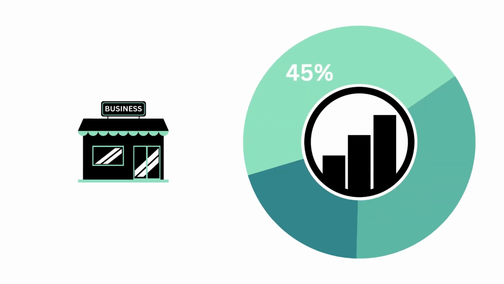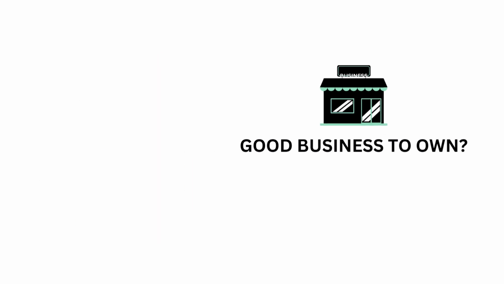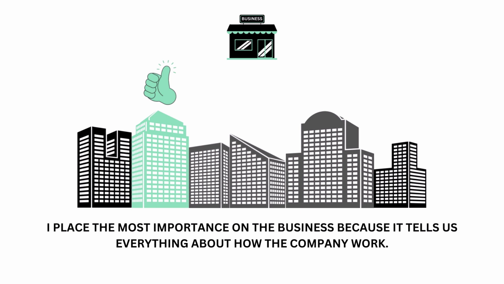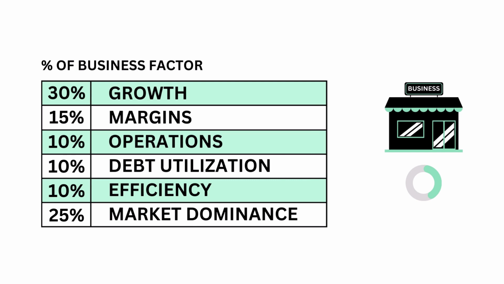The business factor accounts for 45% of the analysis. The business asks the question, is the company a good business to own? I place the most importance on the business because it tells us everything about how the company works. Aside from the final grade, this is where you should put all your focus in this analysis. There are 6 metrics that make up the business factor, from growth and efficiency to market dominance. Each is weighted based on importance to the business.